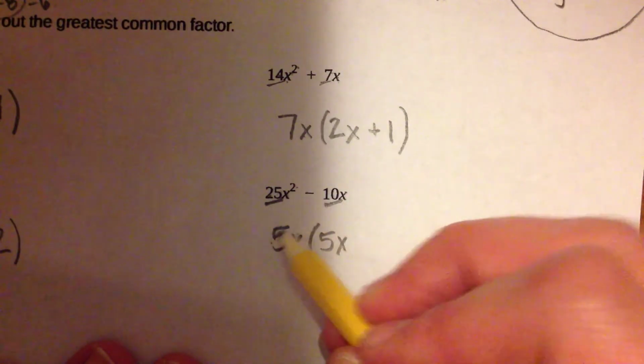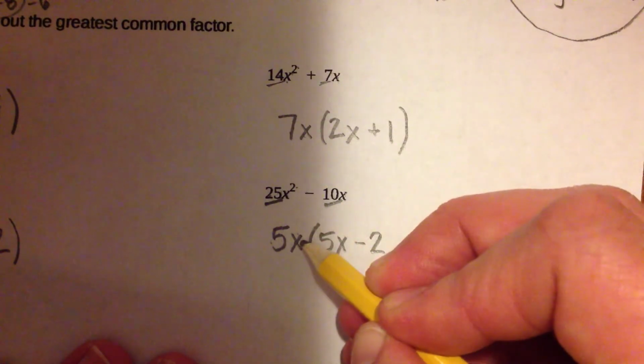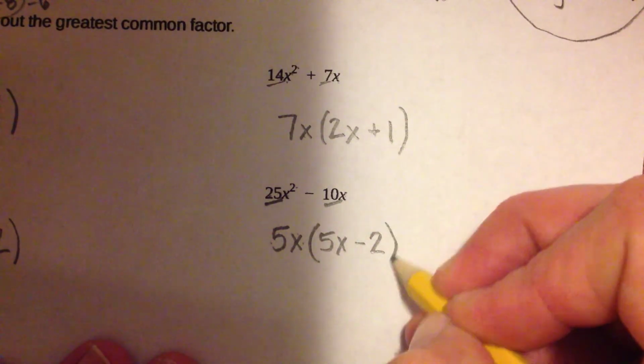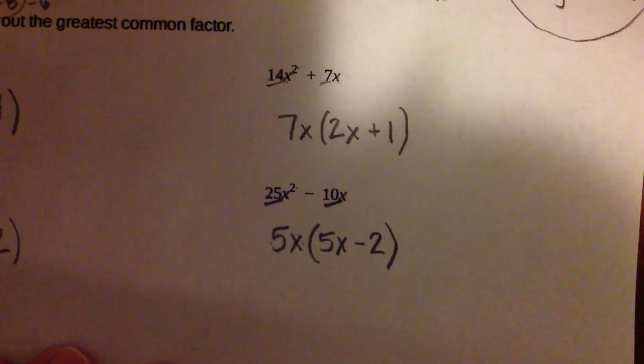I have negative 10 divided by 5, that's negative 2. And if I started with 1x, I divided out an x. There's no x's left to put inside. So that would be my final answer. Now it's your turn to practice.